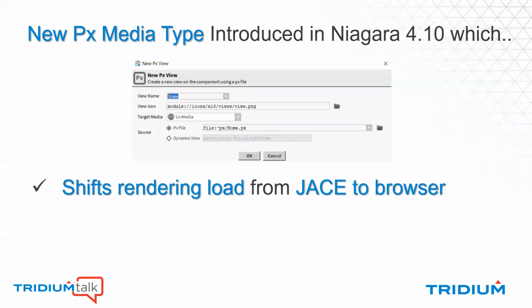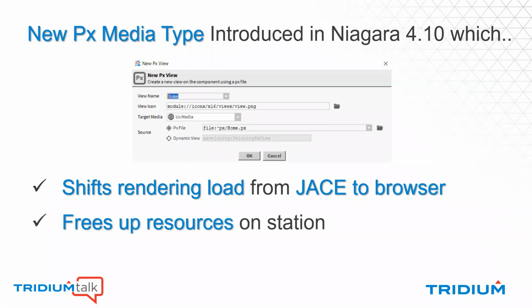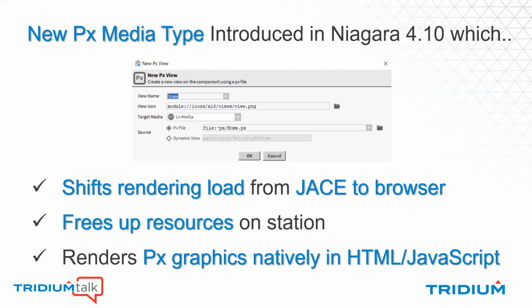So traditionally, the JACE just didn't have the requisite capacity to get those graphical elements positioned on a page in accordance with modern browser expectations. By virtue of this new type of rendering, it's going to free up those resources on the JACE so that you can utilize them for other critical functionality. And more importantly, these PX graphics are now being natively rendered in HTML5 JavaScript.